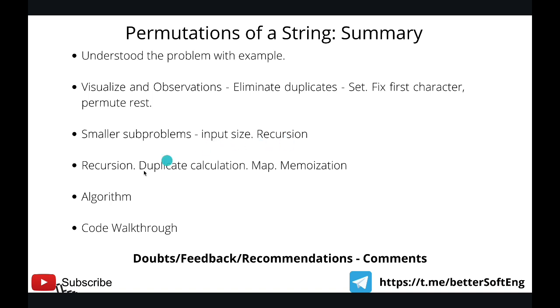When we wrote the approach using recursion, we saw that there are duplicate calculations happening. So to avoid that, we tried to store the results in the map. That technique is also called memoization. We then wrote the algorithm for it. In the algorithm, we had two functions. One was the original function that returns a list, and one was the recursive function that was calling itself and returns a set. And then we did a code walkthrough for the same algorithm.